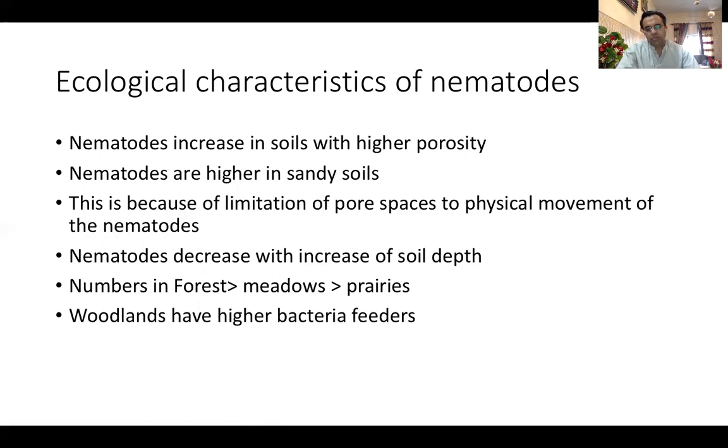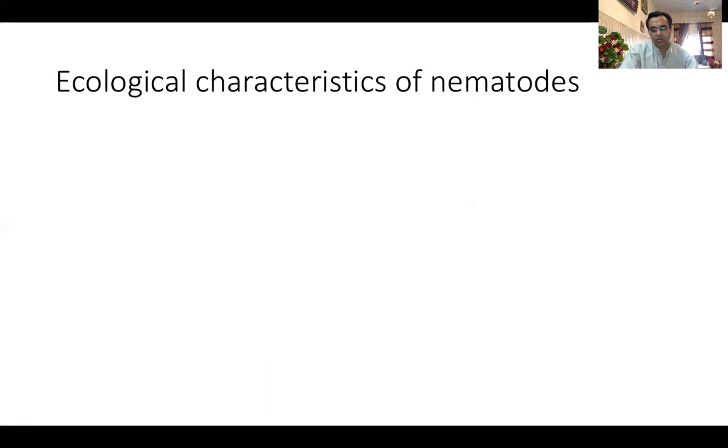So we see that with the change in the ecosystem, in the type of plant cover, the type of nematodes also changes. For example, in woodlands, it has been observed that the nematodes which feed on bacteria are more in numbers, while in grasslands, nematodes that eat plants are more in numbers.